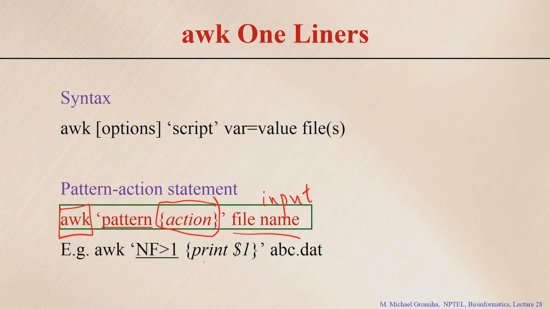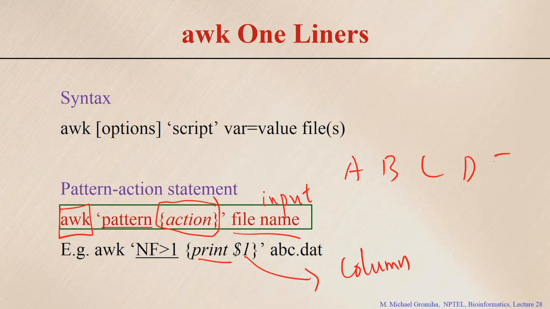For example, here the program tells us we need to print. Which one do we need to print? The first column, with $1, which means a column. For example, if this is A, B, C, D, E, this is column 1, this is 2, 3, 4, 5. So you use this dollar symbol to specify the column. The action means what we need to do. Here we have to print only the first column, and this is a pattern.